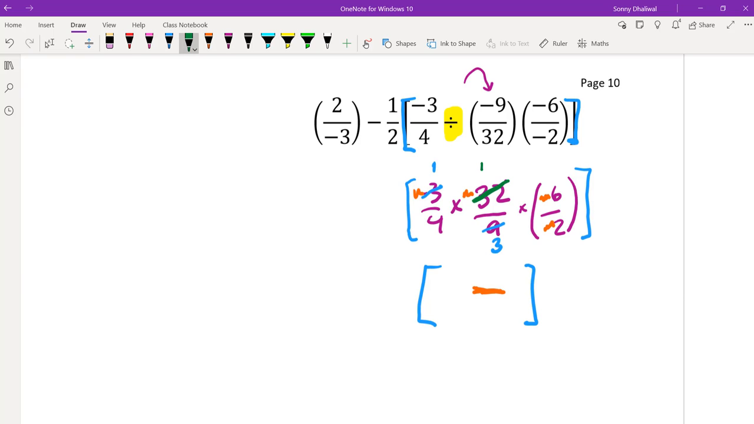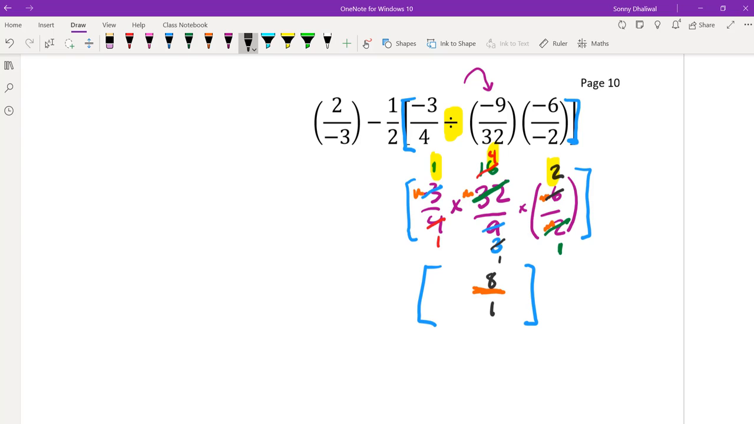2 goes into 32 16 times, and 2 goes into 2 once. Then 6 and 3. 3 goes into itself once, goes into 6 2 times. Then 16 and 4. 4 goes into itself once, and 4 goes into 16 4 times. So we're left with a lot of 1s on the bottom, so we can't simplify any further. We just multiply the tops together. 1 times 4 times 2 is 8, over 1 times 1 times 1 is just 1.